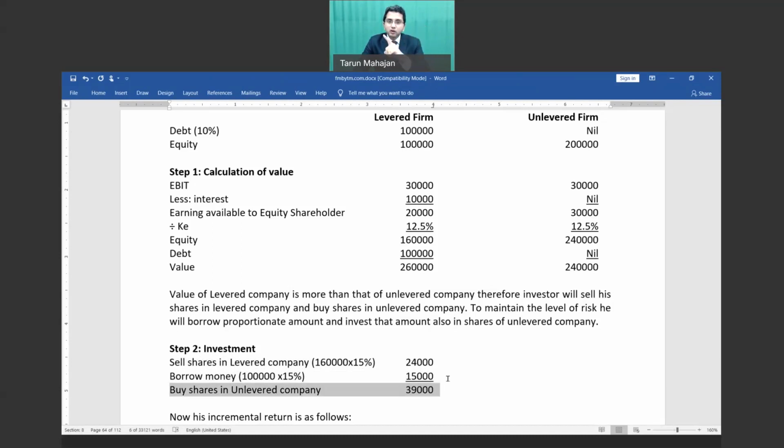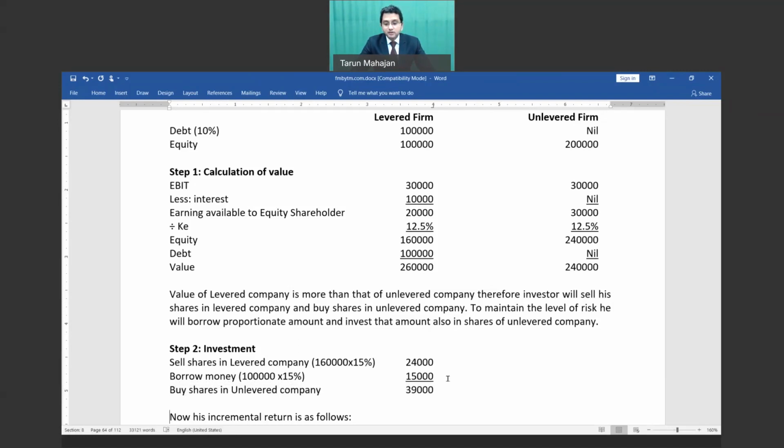Mind it. Even a single penny is not spent from my pocket. I sold shares, I got money. I borrowed money, I got money. I invested that money. My bank balance remained the same after step number 2. No additional investment. No additional risk is also there. Earlier also my debt burden indirectly was 15,000. Now my debt burden directly is also 15,000.